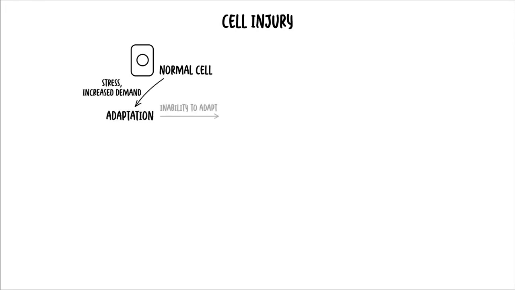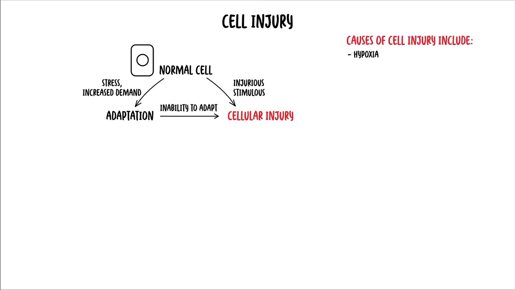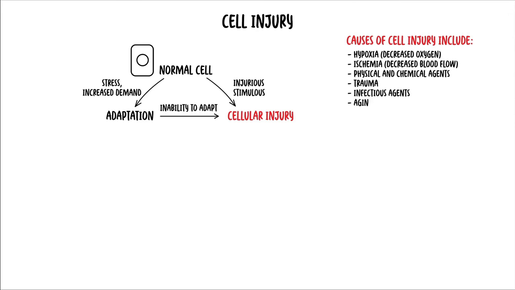But what happens when the cells cannot adapt to their new environment? When cells cannot adapt to certain stimuli, they become injured, which can lead to cell death if not reversed. Some causes of cell injury include hypoxia, decreased oxygen, ischemia, decreased blood flow to that cell, physical or chemical agents, trauma, infectious agents, aging, and nutritional imbalances.